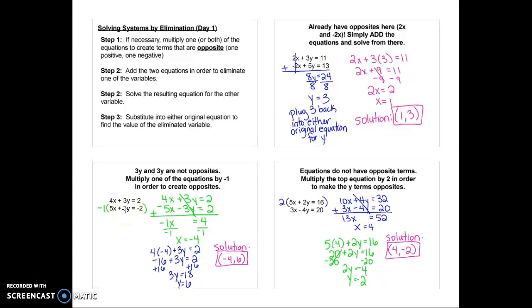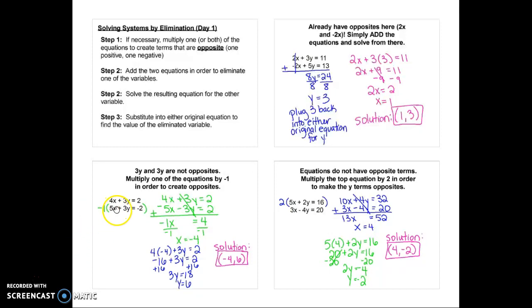However, remember, we need them to be opposites of each other. I need one to be positive and one to be negative. So that's where I have to do some multiplying in one of these equations. And it does not matter which equation you choose to multiply. You will still get to the same final answer at the end. But we're going to have to multiply one of these equations by a negative 1. If I multiply one of these by negative 1, it'll turn it into a negative 3y, which will then give me opposites. So it's not always a negative 1. You have to decide what you're going to have to multiply by.